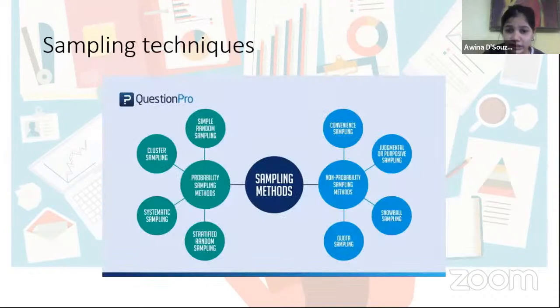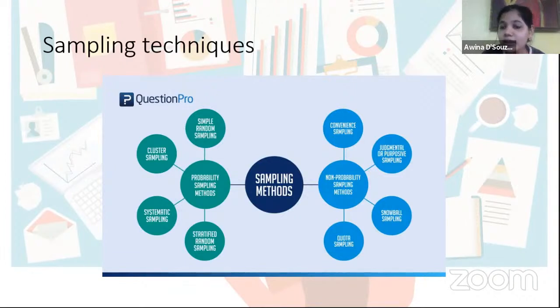Then coming to sampling techniques. Sampling techniques are majorly two. One is probability sampling techniques and one is non-probability sampling techniques. Probability means there is a definite chance that it could be there, whereas in non-probability sampling methods, there's no probability of chance happening in this region. In non-probability we have convenience sampling, judgmental sampling, snowball sampling, and quota sampling.